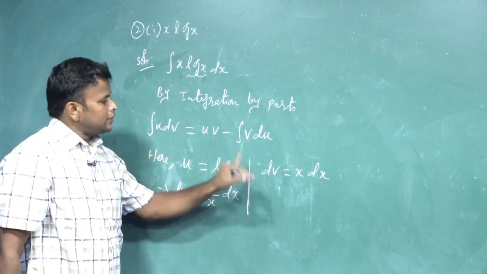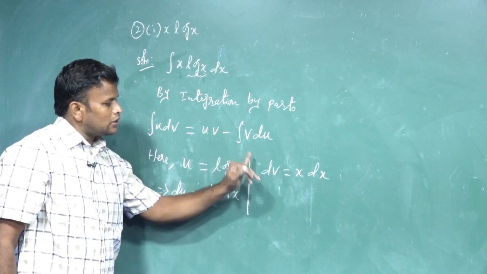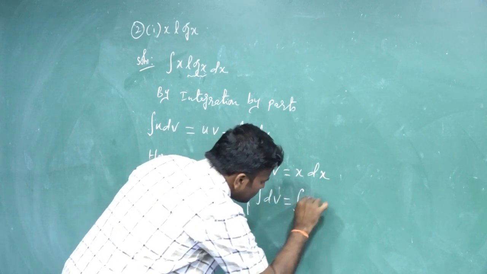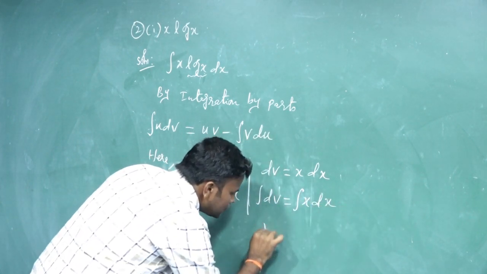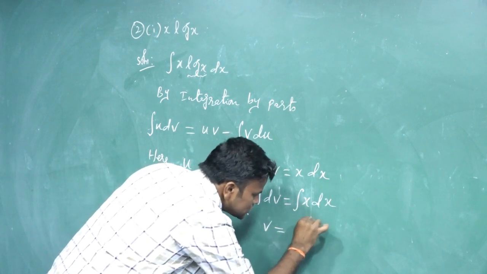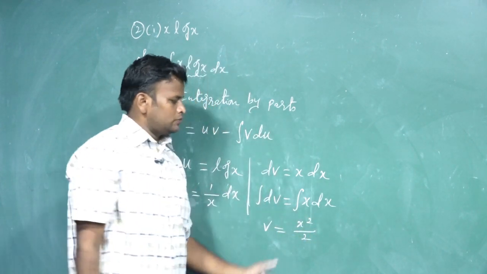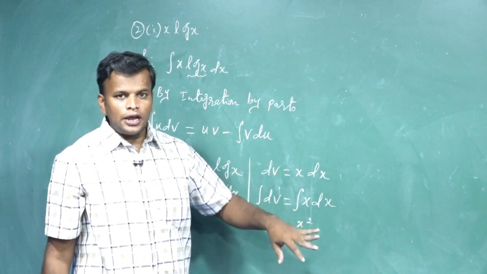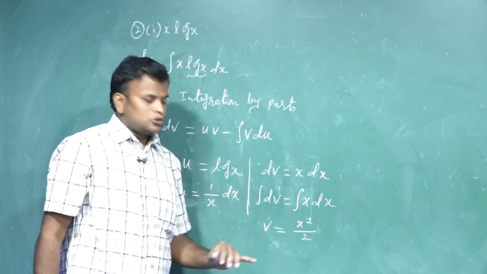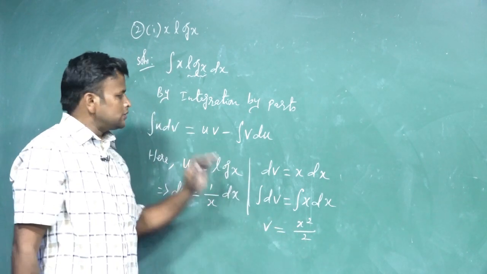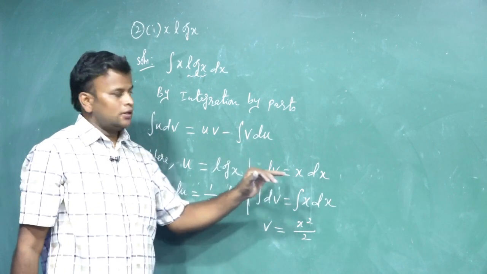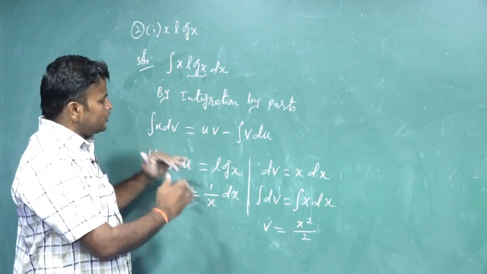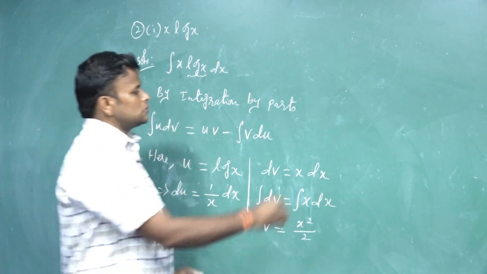In the RHS, when v is needed, we take the integration. Integration of dv is v. Integrating x is x square by 2, using the formula of x power n: integration is x power n plus 1 by n plus 1. So v is x square by 2. We don't find v1, v2 like this, because in this formula v1, v2 terms are not there. Also dv and du are there, so we find du. Now we substitute all the values in the formula.